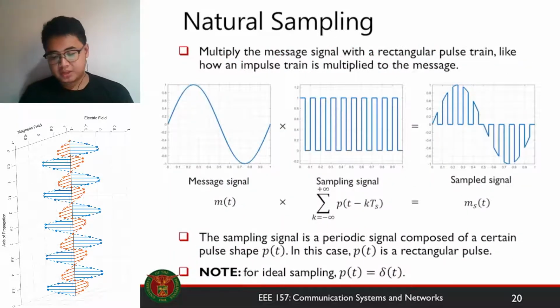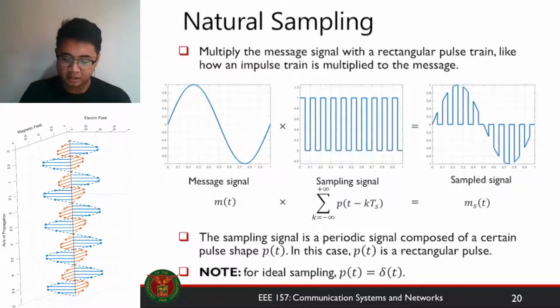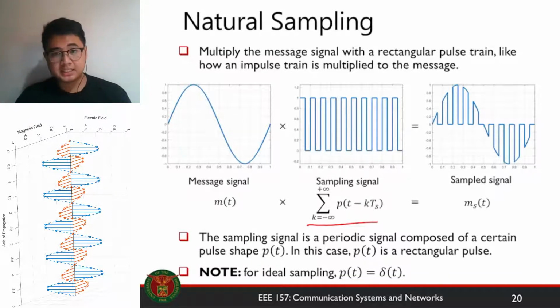Okay, so first, let's look at the natural sampler. So basically, just multiply the message signal with the sampling signal. The sampling signal can be modeled as a summation of some pulse P of t. In this case, P of t is the rectangular pulse train, but you can actually use some different pulse shape. You can design a different pulse shape depending on your bandwidth, but that's for more advanced courses.